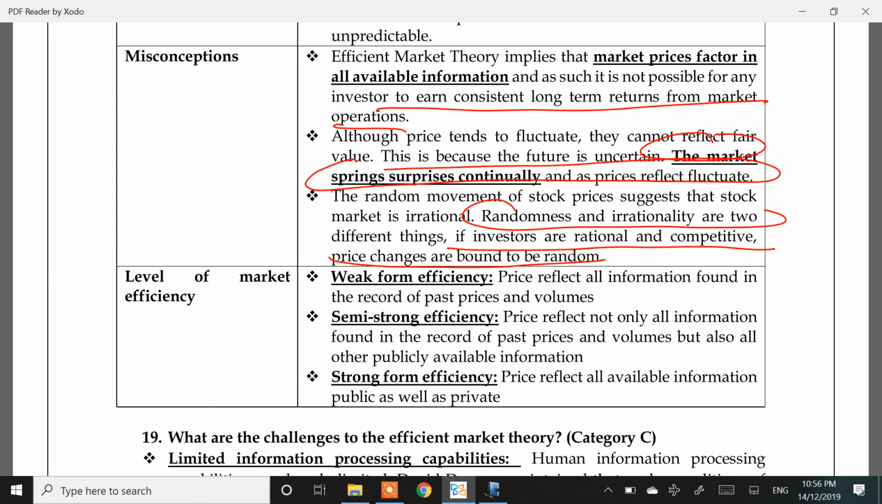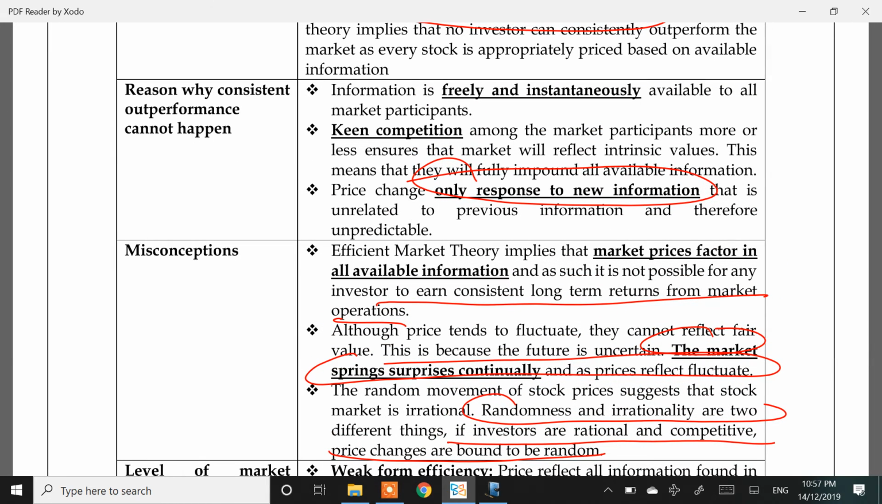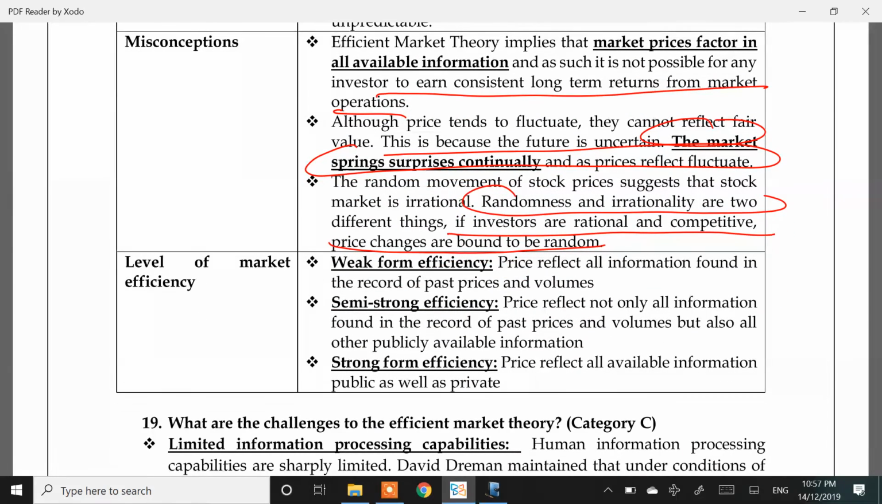Now, market efficiency can have a weak form of efficiency, a semi-strong form of efficiency, or a strong form of efficiency. In the weak form, prices reflect only the information in the form of past prices and volumes. In the semi-strong form, not only the past data but also other publicly available information is factored in. In the strong form, prices reflect all information. Whatever information is there in the market, if everything is reflected in the stock price, it's a strong form of efficiency. If only past data is considered, then it is a weak form of efficiency; if you consider past data as well as other publicly available information, it is semi-strong.